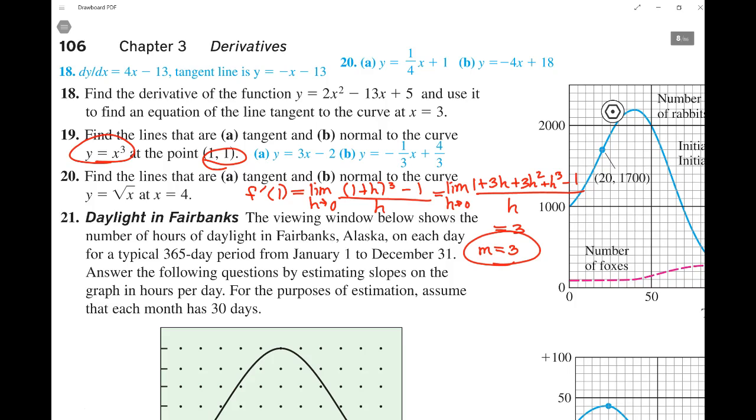Negative. Wait, why is it plus 4/3? Did they make a mistake in the book? There are mistakes from time to time. No, that's right. It's just in the other form. You don't even have to. Oh, because it's y minus 1 equals negative 1/3 times (x minus 1). So when I add 3/3, I get 4/3, right?